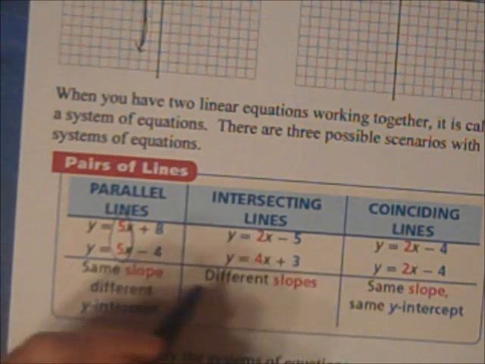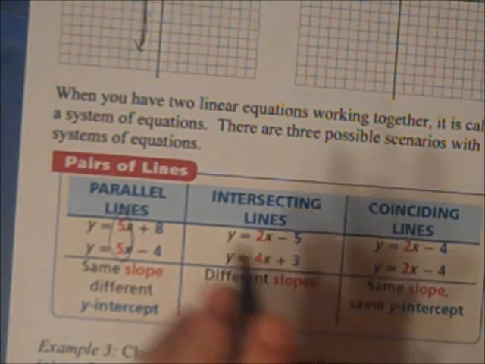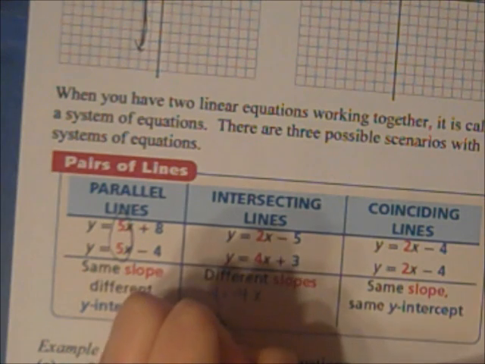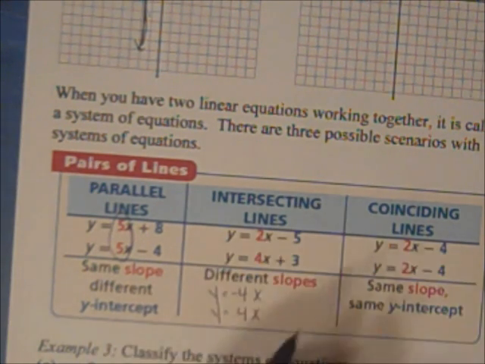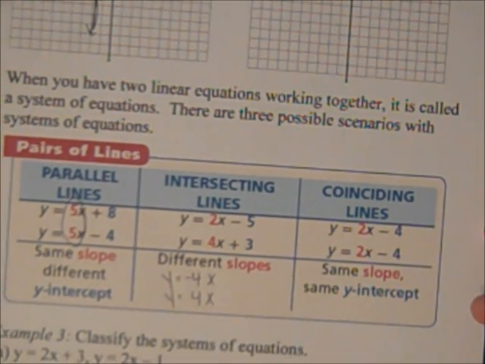Intersecting is the easy one. As long as they have different slopes, that's the only criteria. They could even be like y equals negative 4x and y equals 4x. So as long as they're different, even if one's negative and one's positive, that's all you need. We don't even care what the y-intercepts are. They could be different or they could be the same. It doesn't even matter.